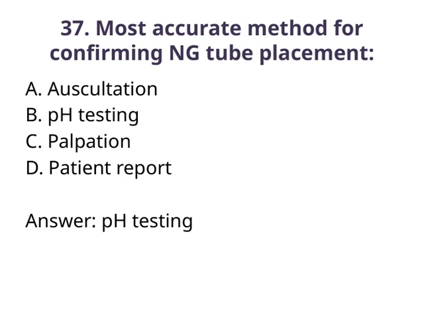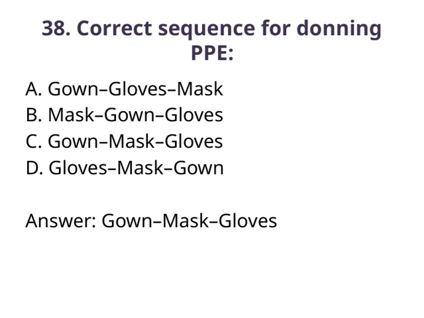Remember, always combine methods when possible and follow institutional protocols to ensure the best patient outcomes. The correct sequence for donning PPE is gown, mask, then gloves. It's important to follow this order carefully to ensure maximum protection.